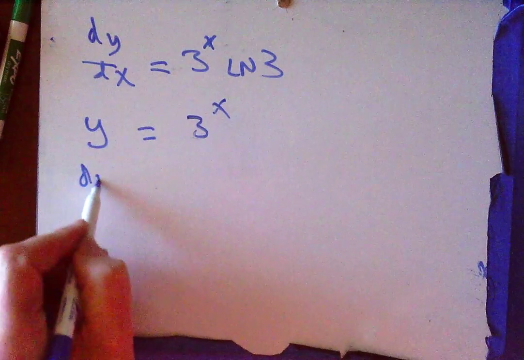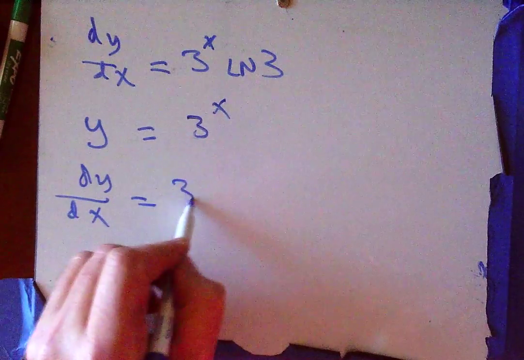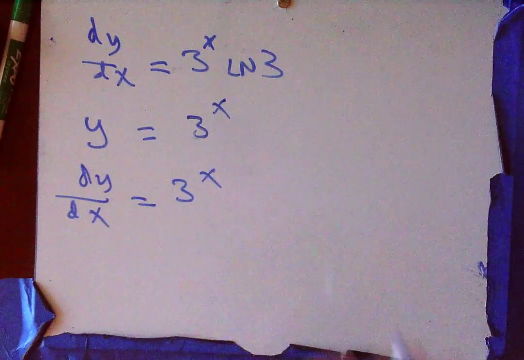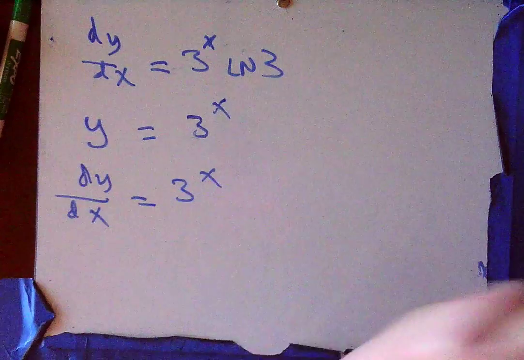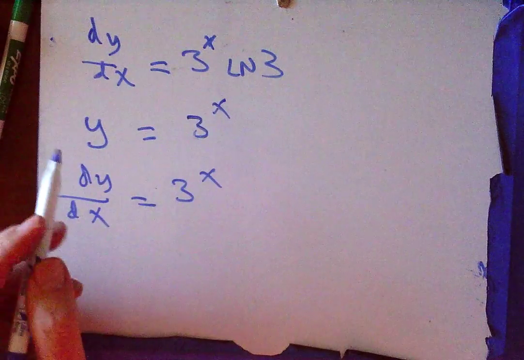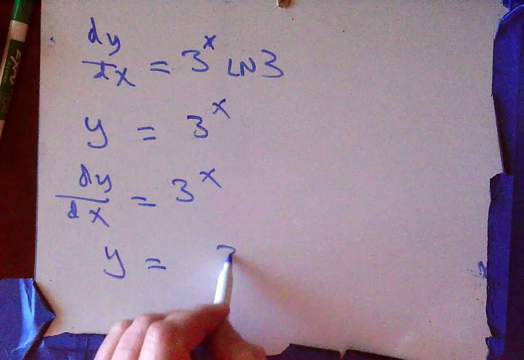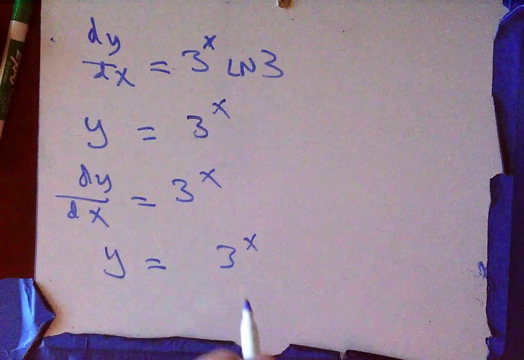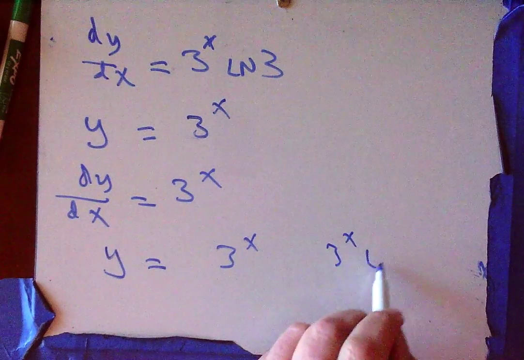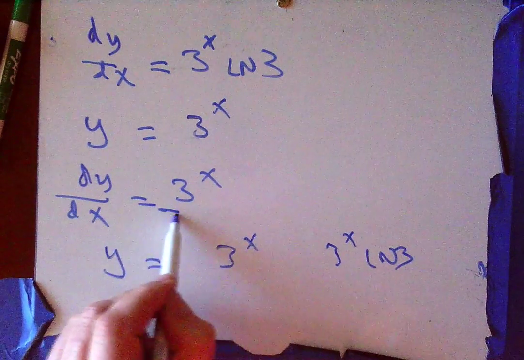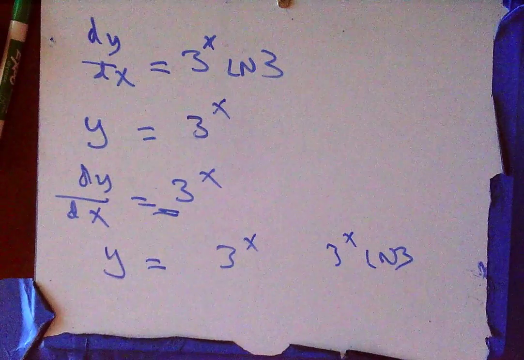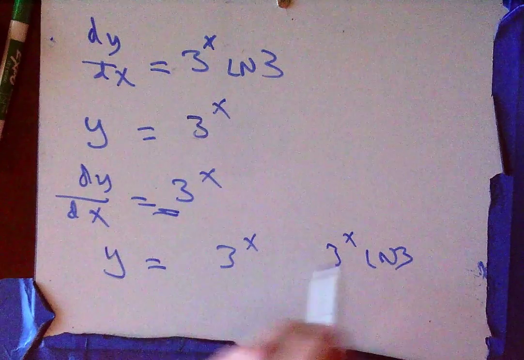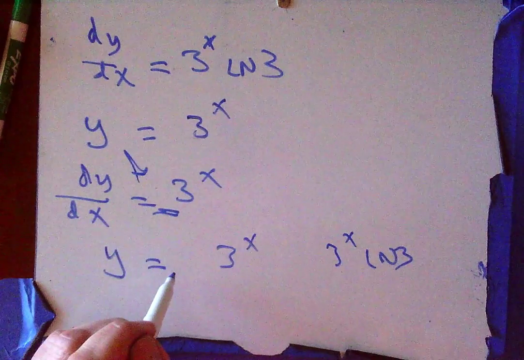What about this one? dy/dx equals 3 to the x. Okay, so y is going to equal 3 to the x. But wait a minute. If I take the derivative of this, the derivative is going to be 3 to the x ln of 3. And I don't see an ln of 3 here. So there must be something present on the original function so that when I take the derivative, I don't have an ln of 3 there.